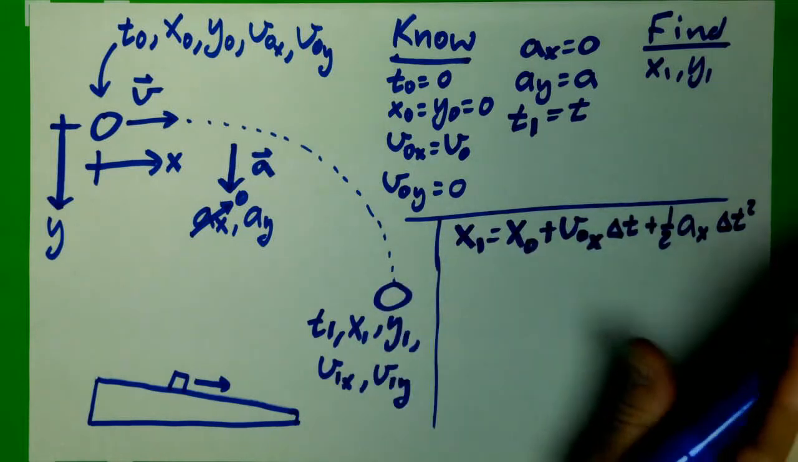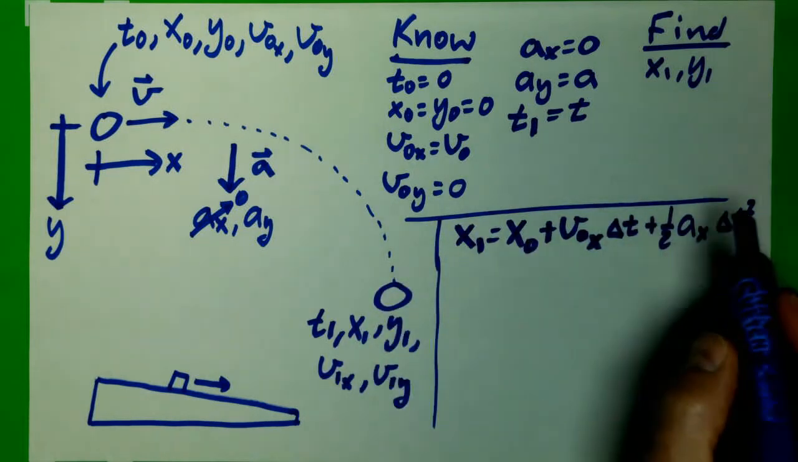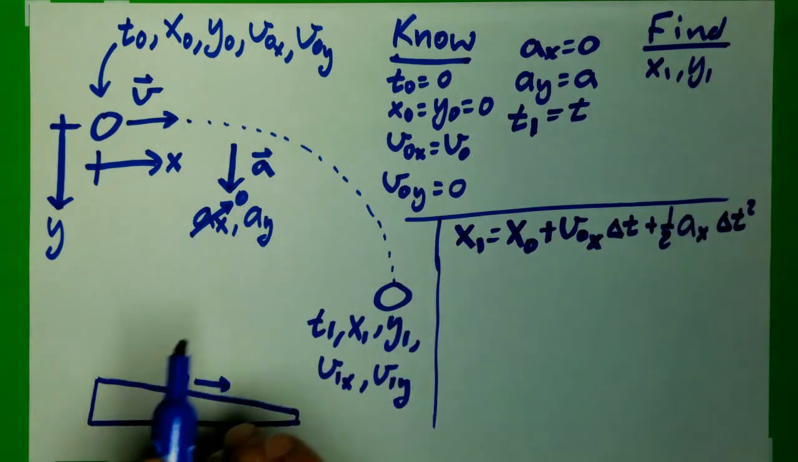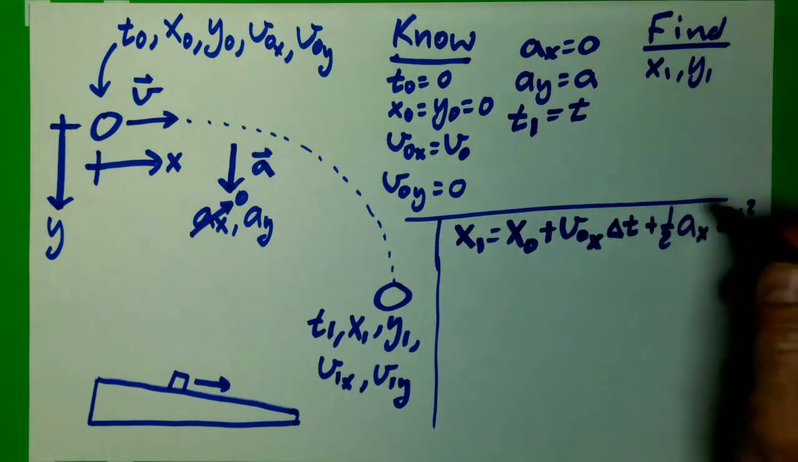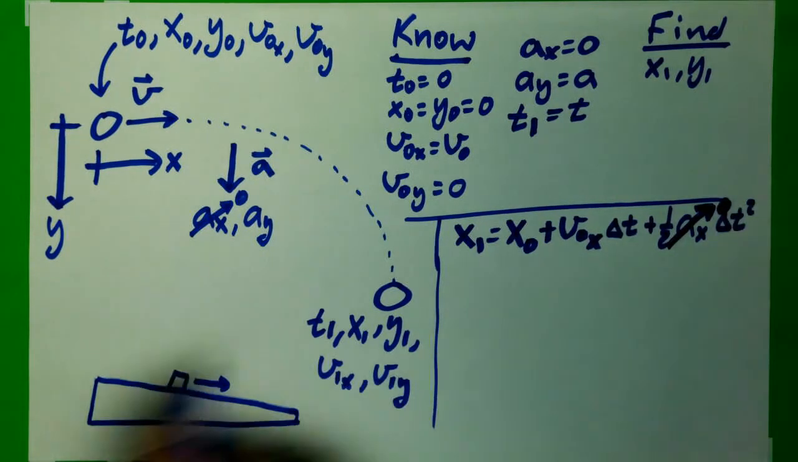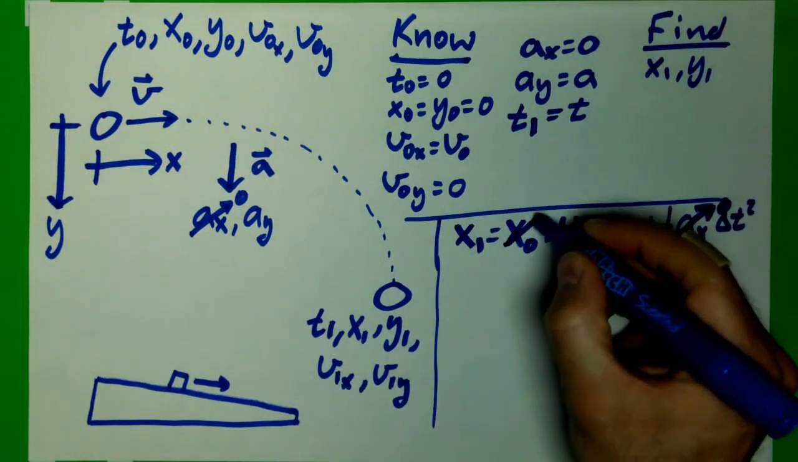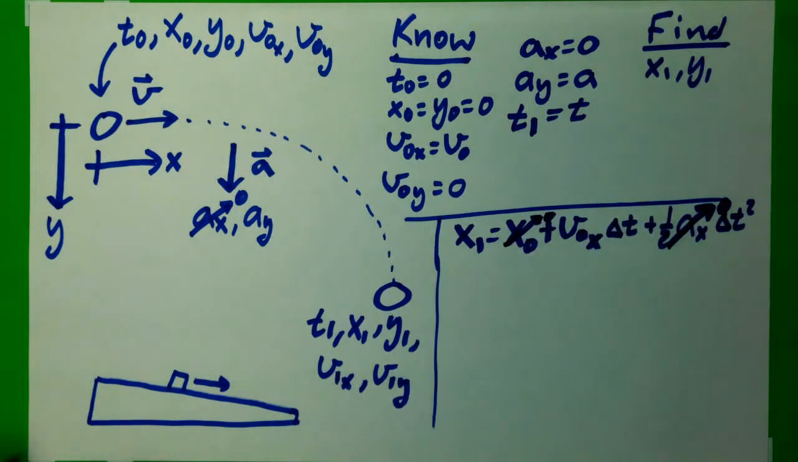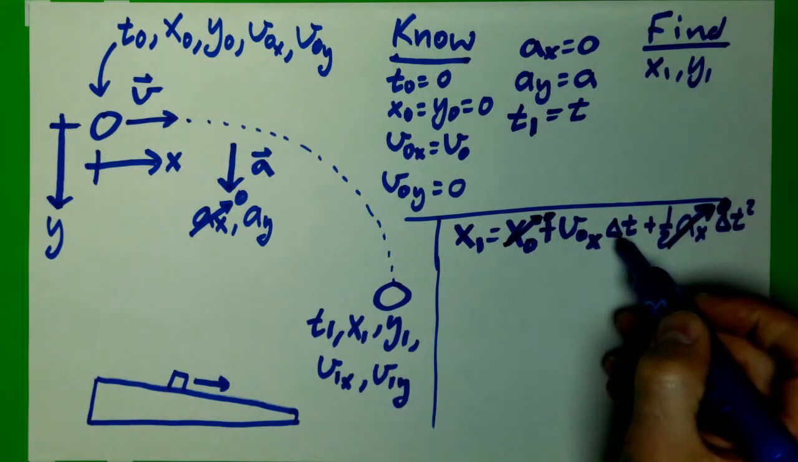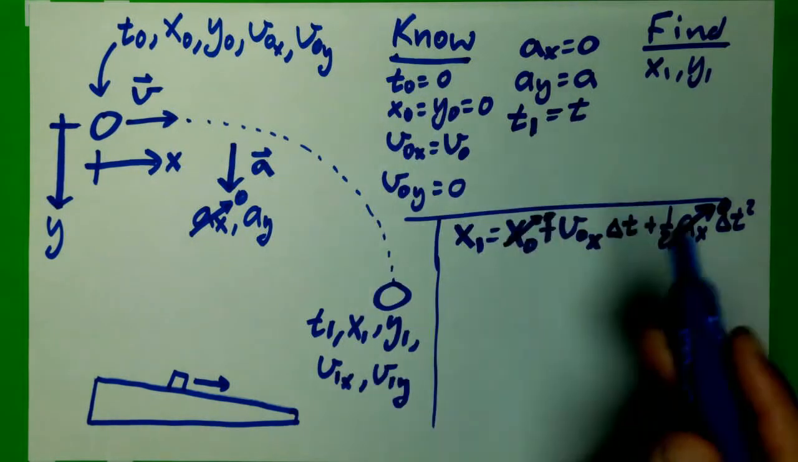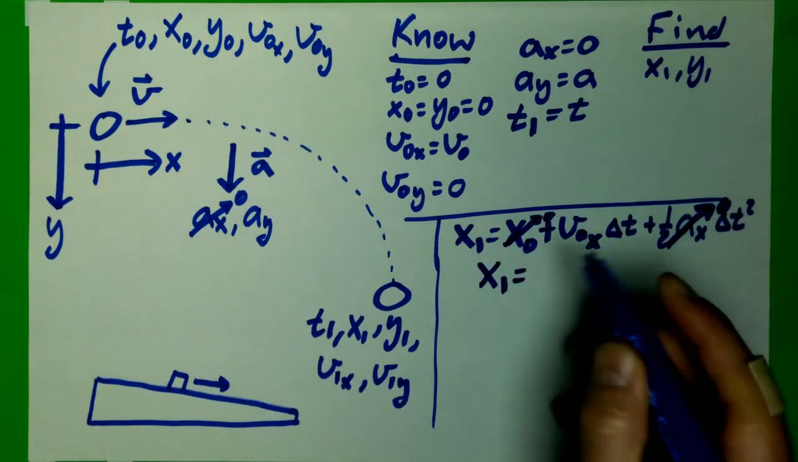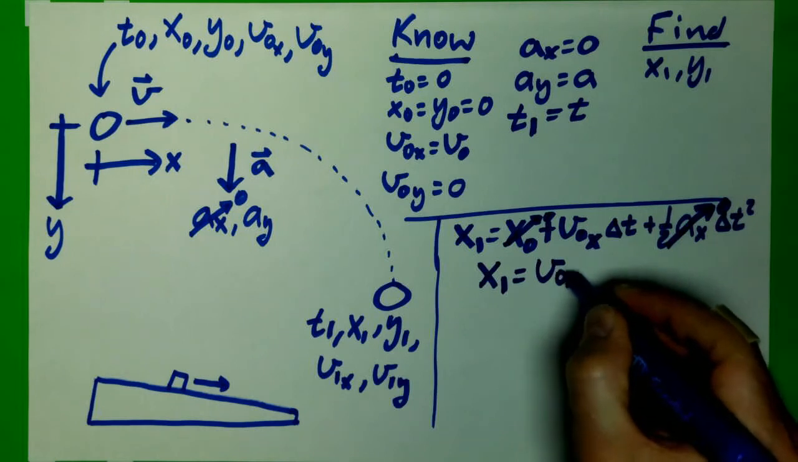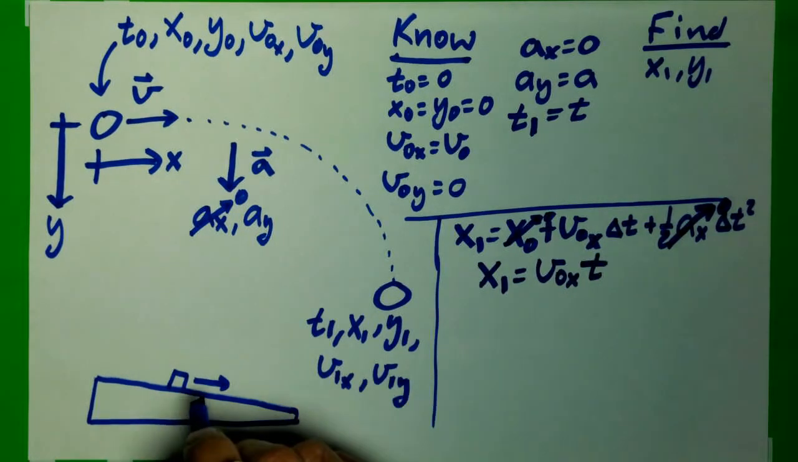I write out the whole thing, even though I know ax is 0, because it happens way too often that students will forget, and they'll put in a non-zero value for this ax. But by writing the whole thing out and asking, okay, what is ax? Oh, it's 0. I can cross that out correctly. This one is 0 because of my coordinate system, and this delta t is t minus 0, so it's just going to be t.